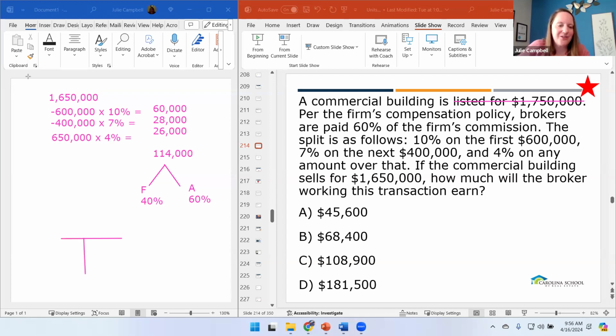Rate of percent always goes in the bottom right. Part over the whole. The agent's commission is smaller than the firm's. So the firm's commission of 114,000, up down line means multiply. How much are we getting paid? 68,400.